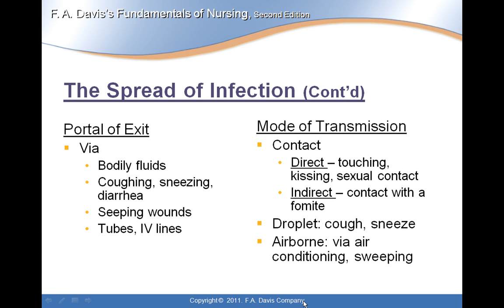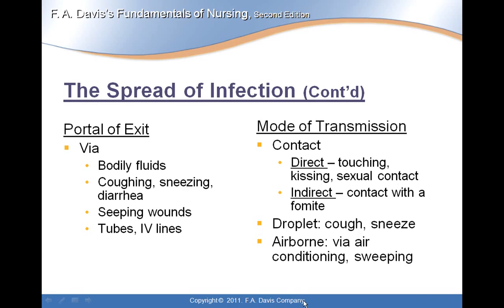And then you have the mode of transmission. How is this infectious agent moving from the reservoir to another person? The modes of transmission, as you see here, can be by direct contact, so you actually touching or kissing a person, or indirect contact, and it says contact with a fomite. A fomite is something that is non-living. A fomite may be something in the person's room, such as a bedside table, a telephone, maybe the side rails of the bed.